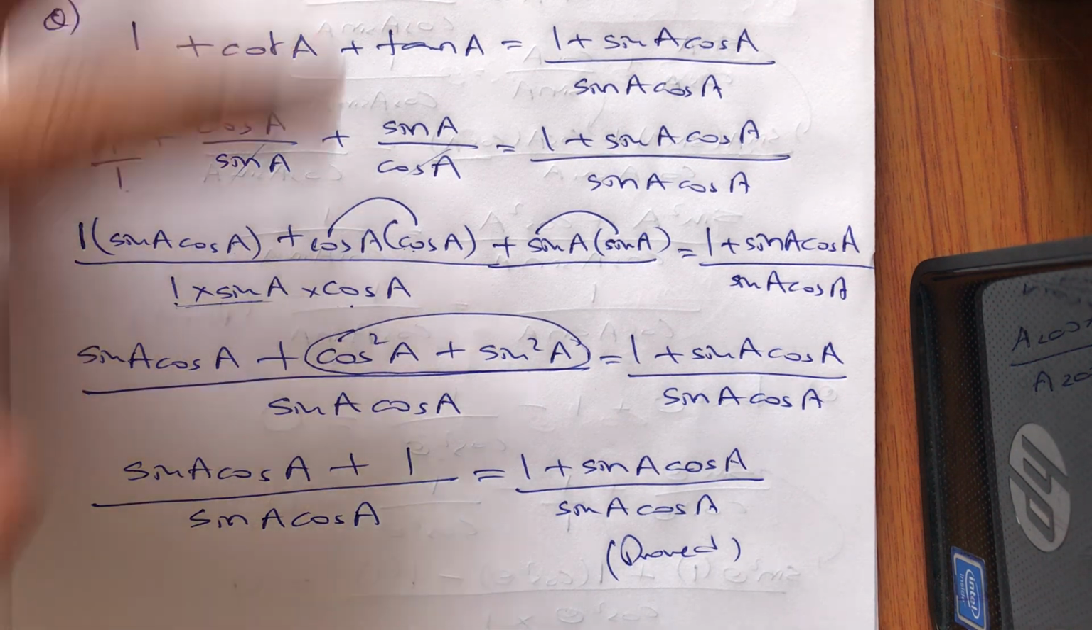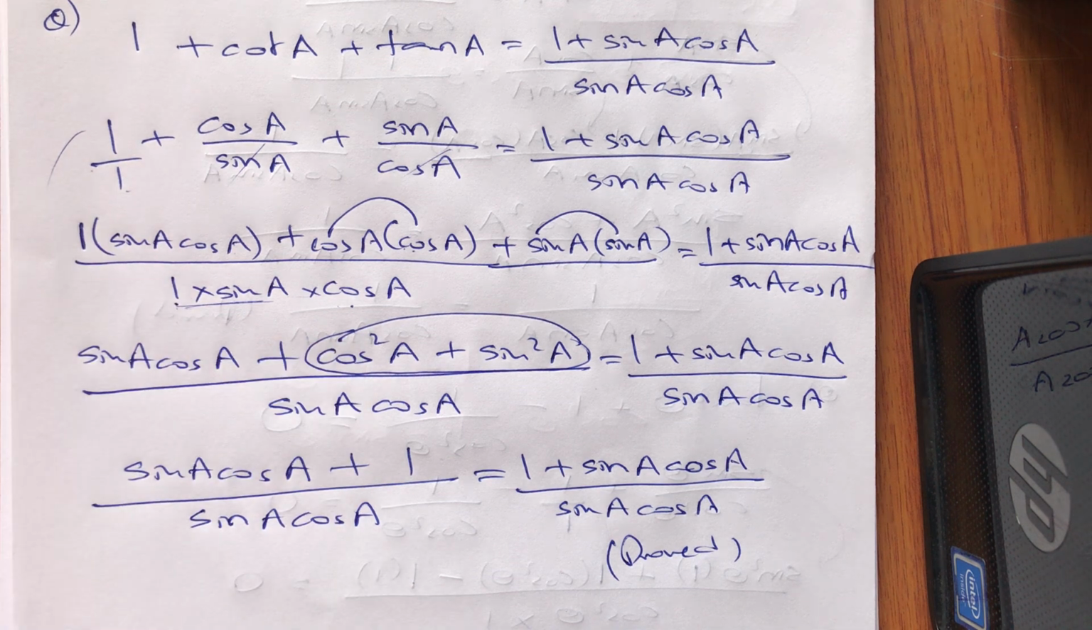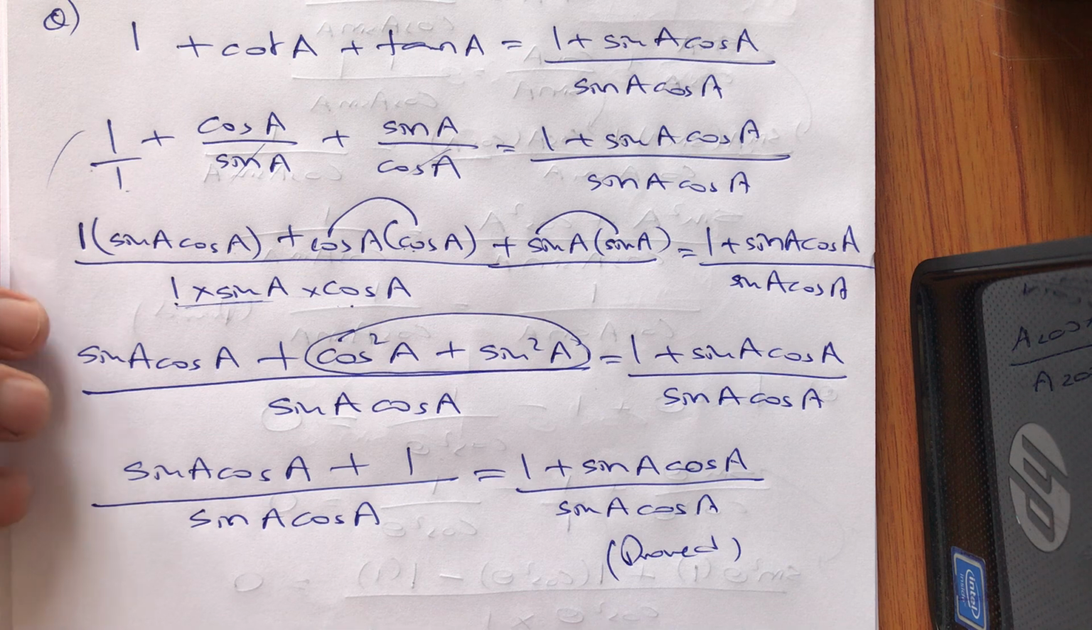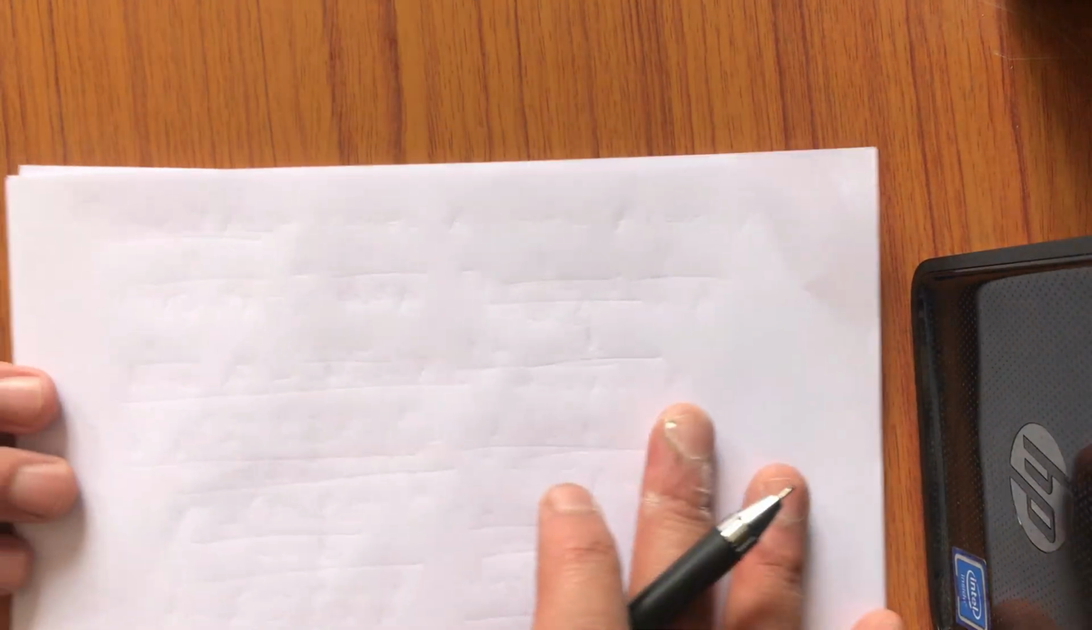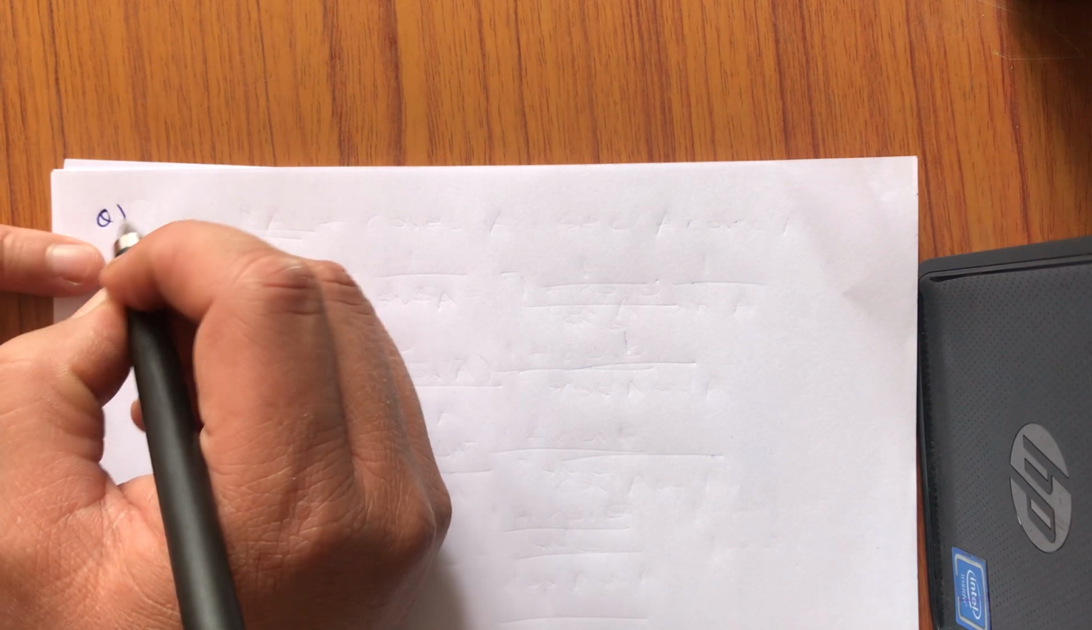So in a majority of the questions we are getting cos squared A plus sine squared A. We just need to remember that, and if I remember that, we'll be able to solve it. So let's take another example, a little different question.